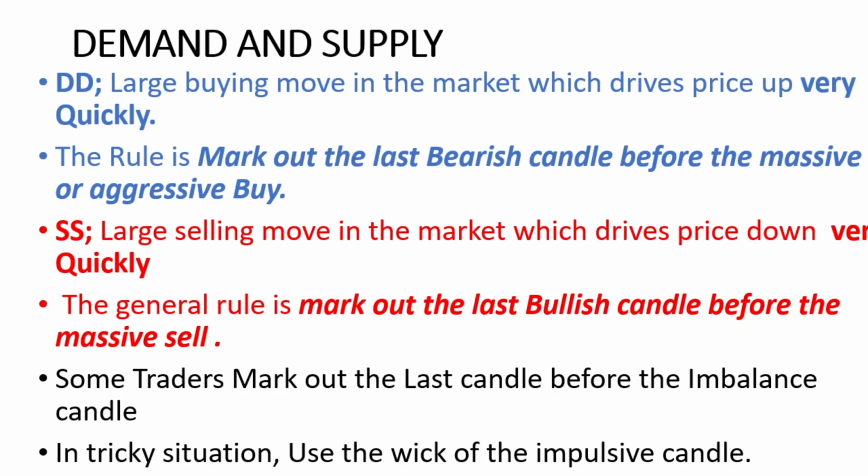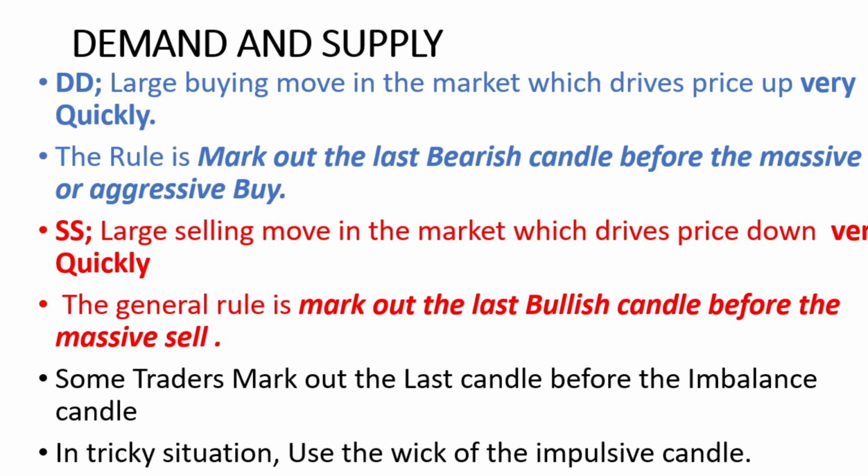so that you get the basics and the understanding of what I'm trying to say. And the general rule about marking supply and demand zones is what? You mark the entire accumulation, and you look for the last opposite candle before the move. So if you are looking for a demand zone, you mark out the last bearish candle before the massive or aggressive buy. And if you are looking for a supply zone or a supply level, you mark the last bullish candle before the massive sell. So you mark the last opposite candle.